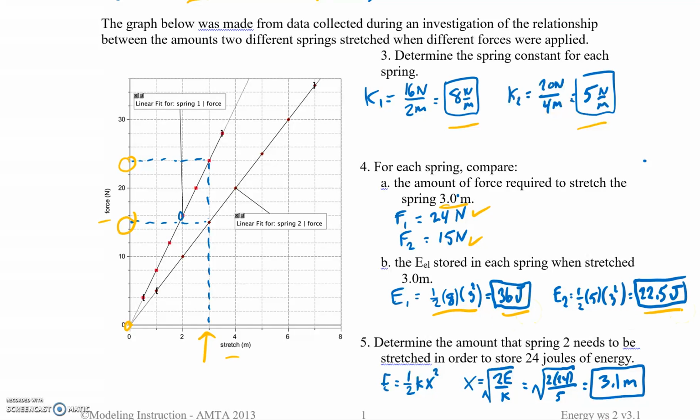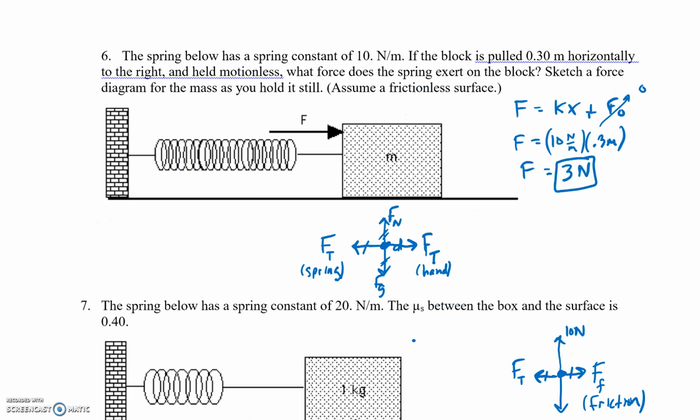Elastic potential energy when stretched 3 meters, just using our equation for elastic potential energy for spring 1 and for spring 2. And finally, determine the amount that spring 2 needs to be stretched in order to store 24 joules of energy, using our equation for elastic potential energy and solving for x and plugging in the values that we know. We get 3.1 meters, which is just a little more than the 3 meters we calculated for here when we saw that it was 22.5 joules, and this was for 24 joules. So it makes sense. It's just a little more than 3 meters.